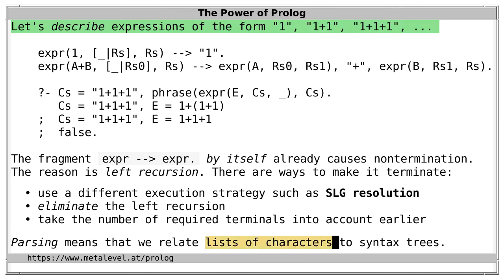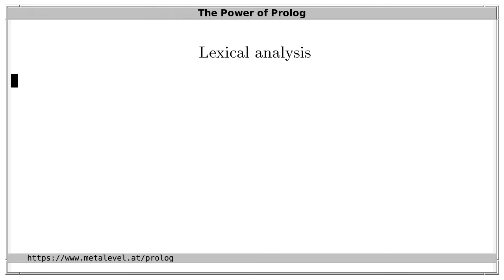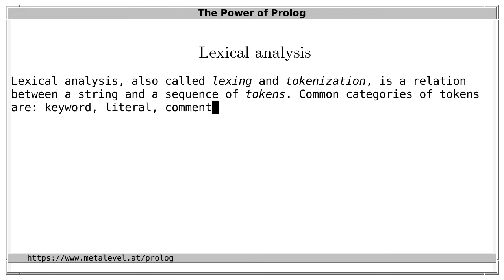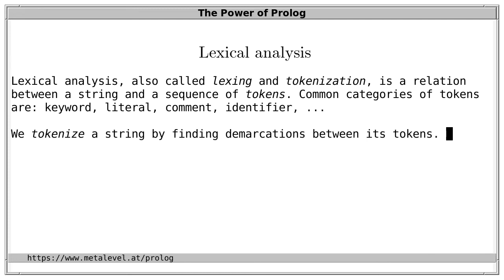So this is what we mean by parsing, relating a list of characters to syntax trees. Or rather, as mentioned, characters or tokens. What is a token? Well, this brings us to lexical analysis, which is also called lexing and tokenization. And it's a relation between a string and a sequence of tokens. And with a token, we mean common syntactic categories, such as a keyword, a literal, a constant, a comment, an identifier, and so on. And we say we tokenize a string by finding demarcations between its tokens.